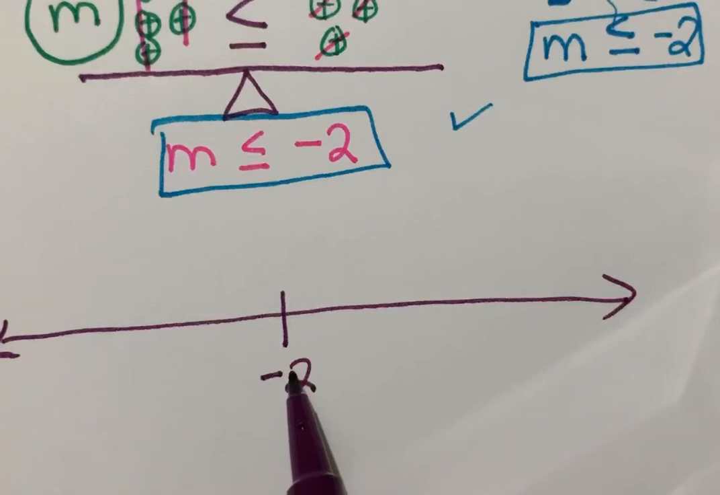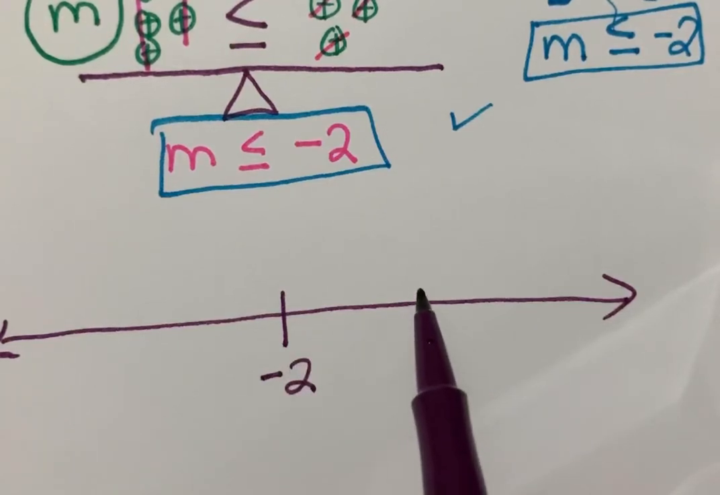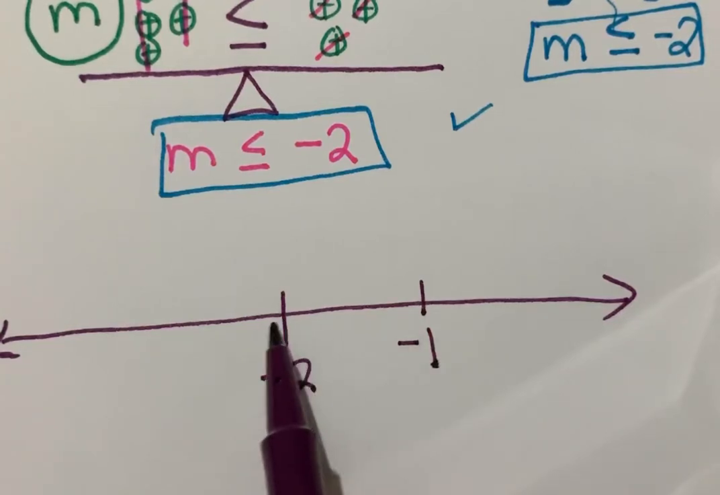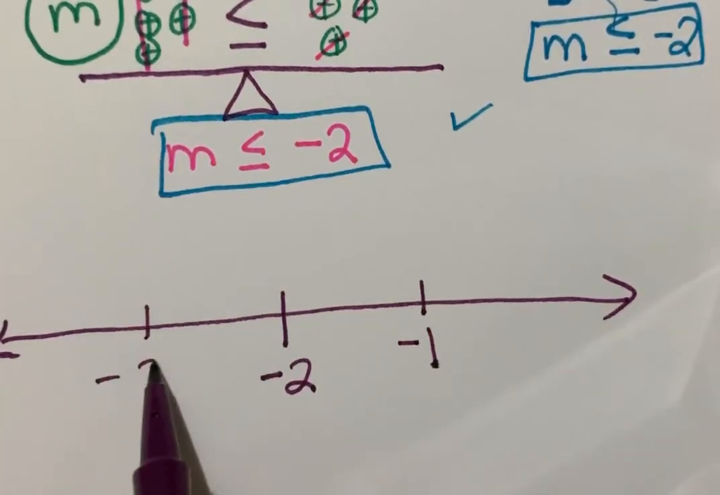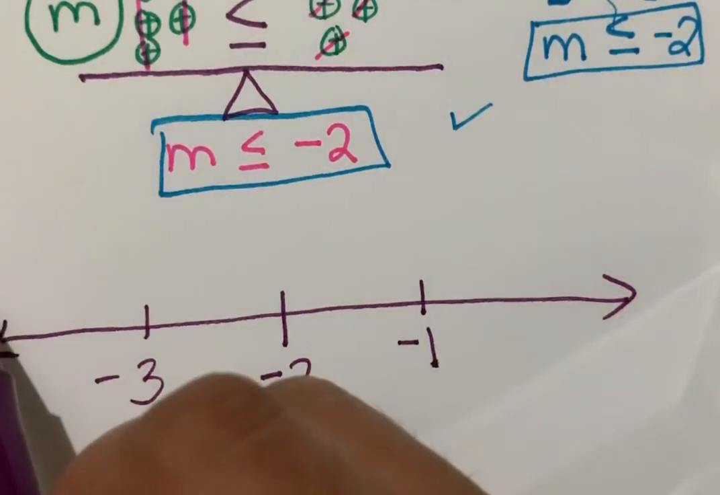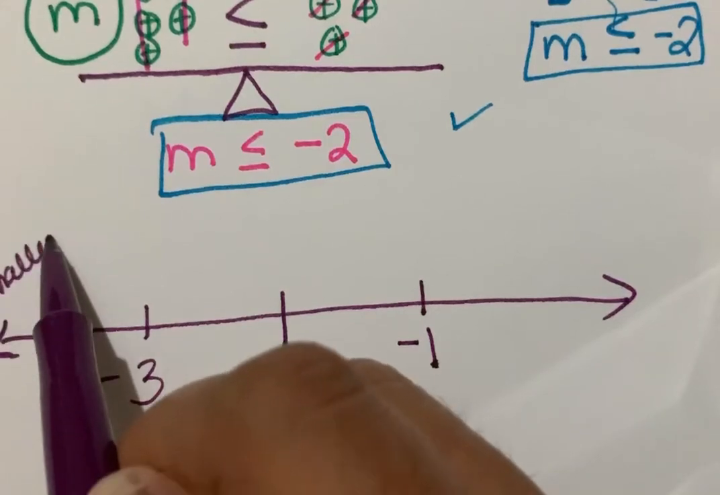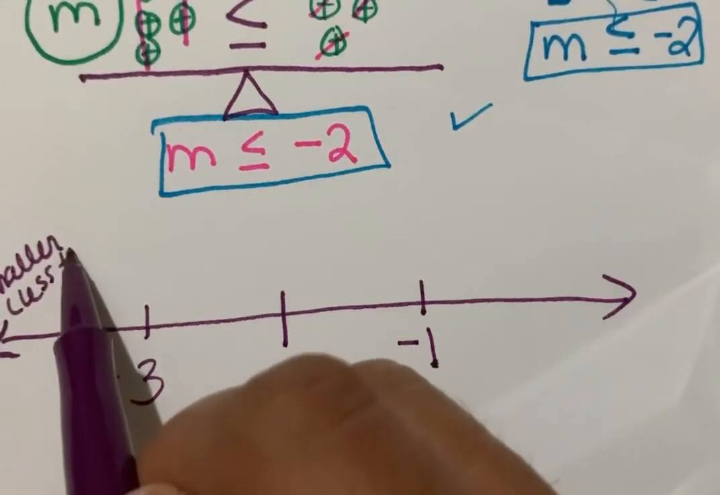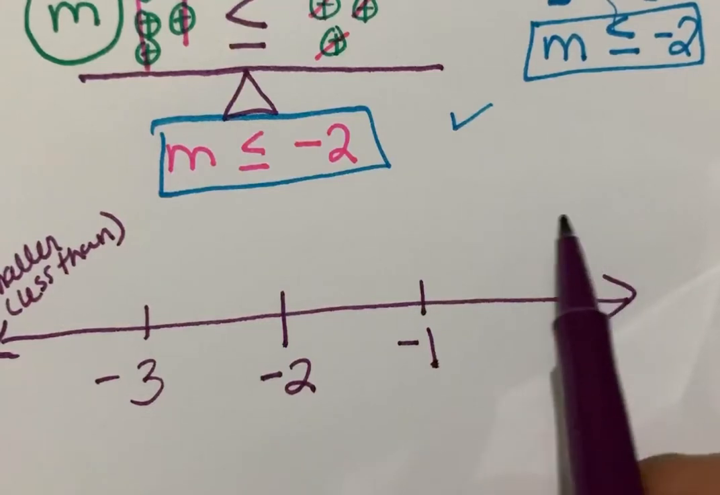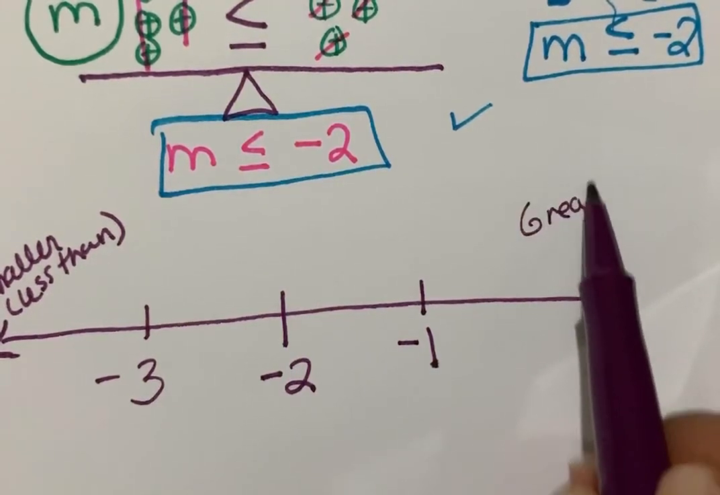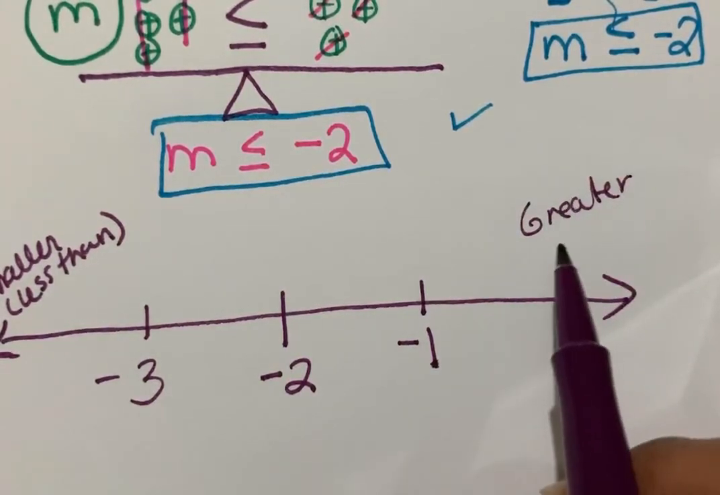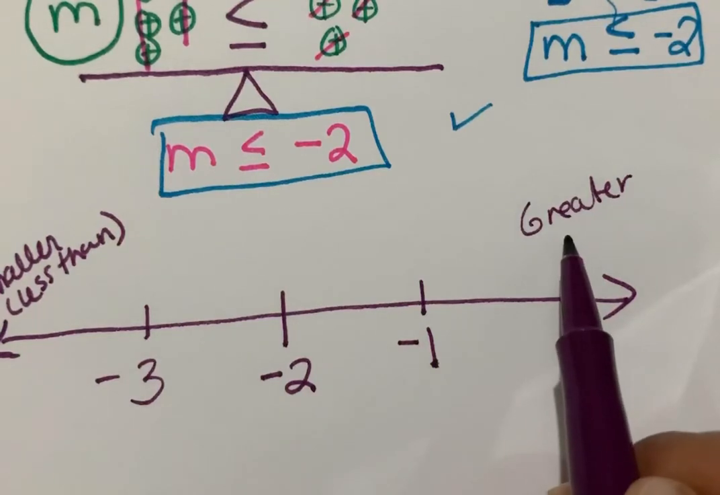Then the value that is to the right of negative 2 is negative 1. And to the left of negative 2 is negative 3. And just like we know on number lines, even though this is a negative value, values on the left are smaller or less than, and values on the right are greater or larger.